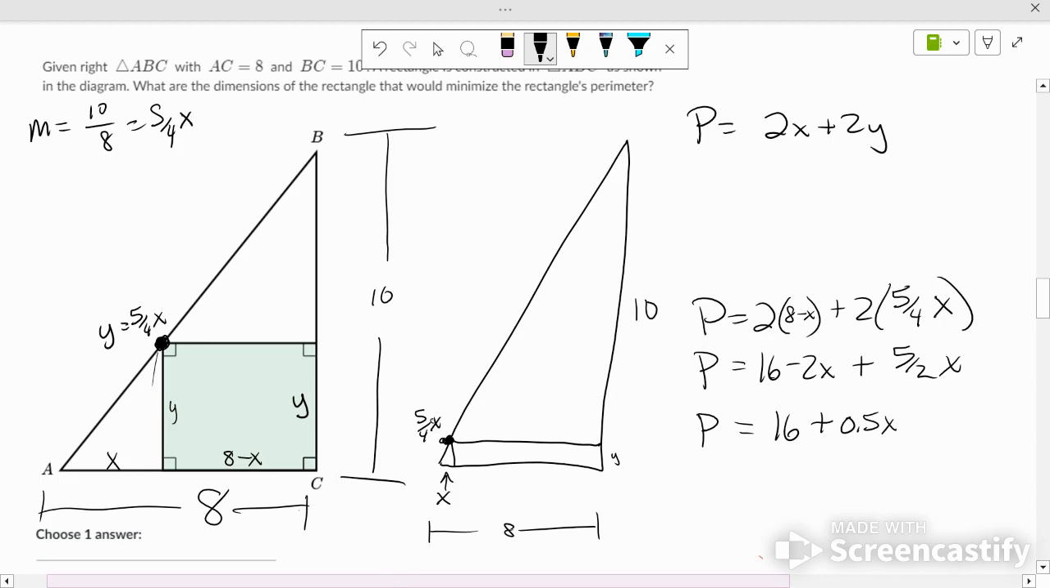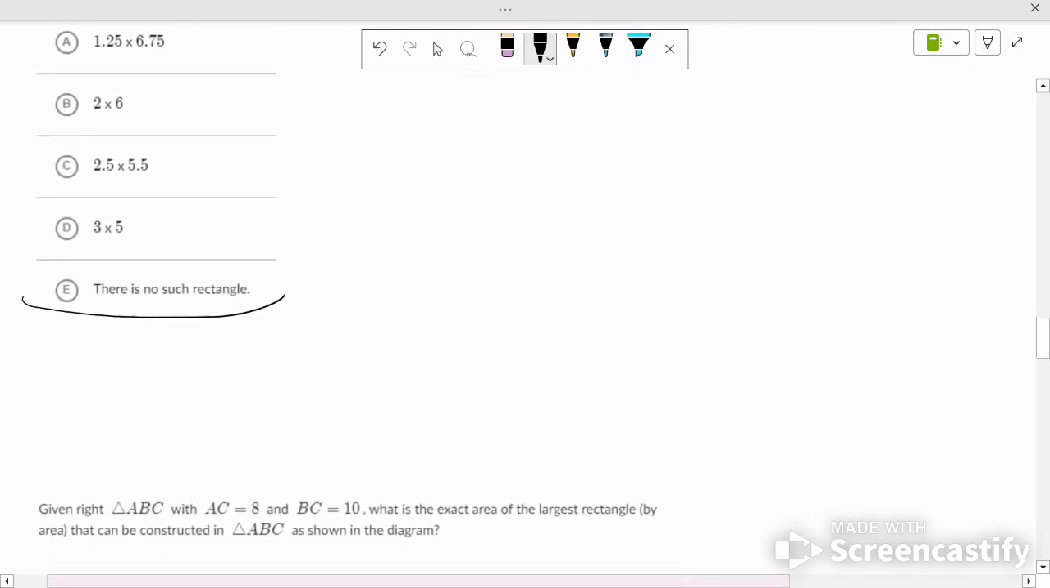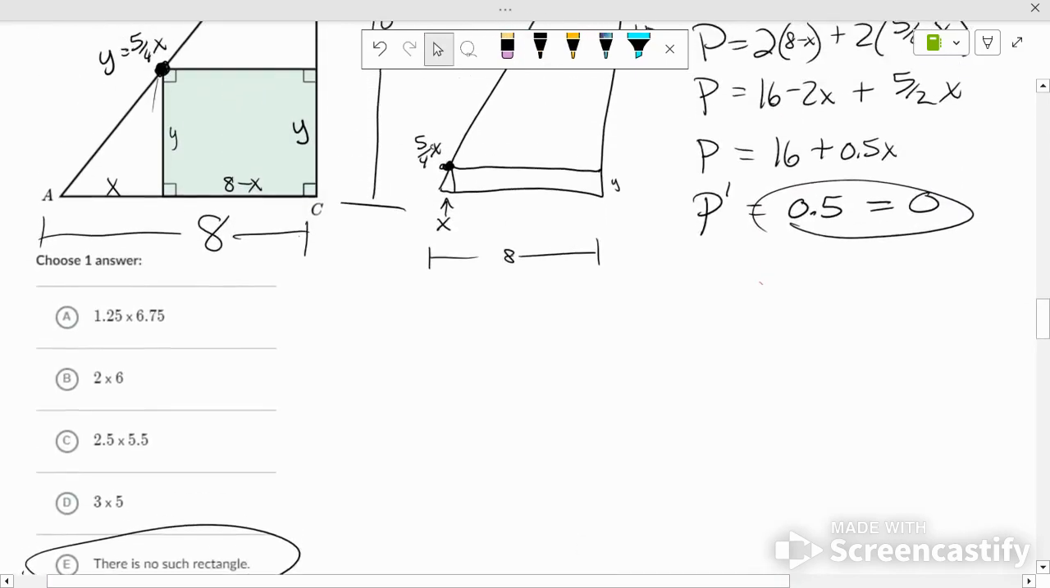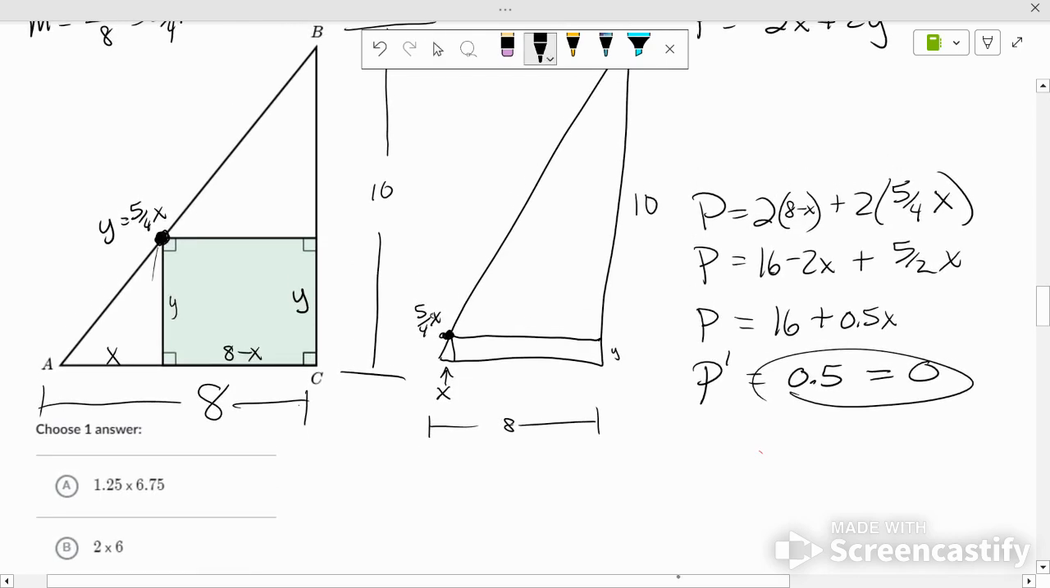So, if we take the first derivative of the perimeter, it equals 0.5. Okay, that's the first derivative of the perimeter. Now, if we set that equal to 0, because to find the critical number, you set the first derivative equal to 0. What do I got going here? I got something that does not work. Okay? So this one is actually, there is no such rectangle here. There is no such rectangle when we deal with the perimeters.